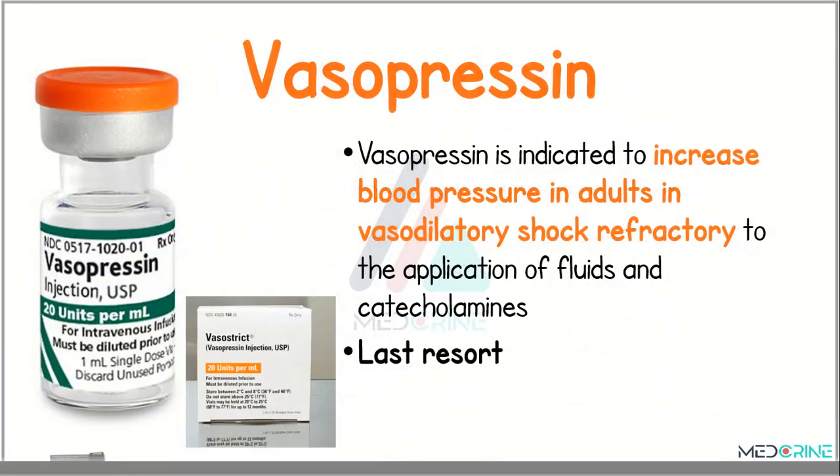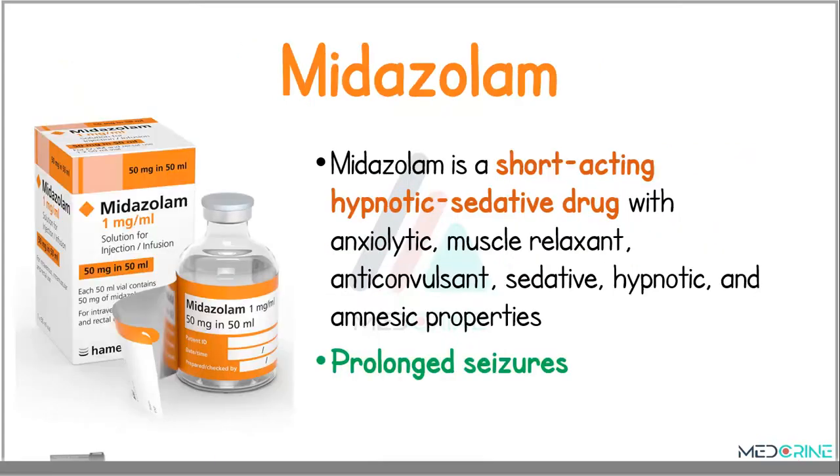And then vasopressin is a drug that is indicated to increase blood pressure in adults in vasodilatory shock that is refractory to application of fluids and catecholamines. This vasopressin is used as a last resort. Midazolam is a short-acting hypnotic or sedative drug which has anxiolytic properties, muscle relaxant properties, anticonvulsant, sedative, and amnesic properties. We use midazolam in sedation and also in prolonged seizures.